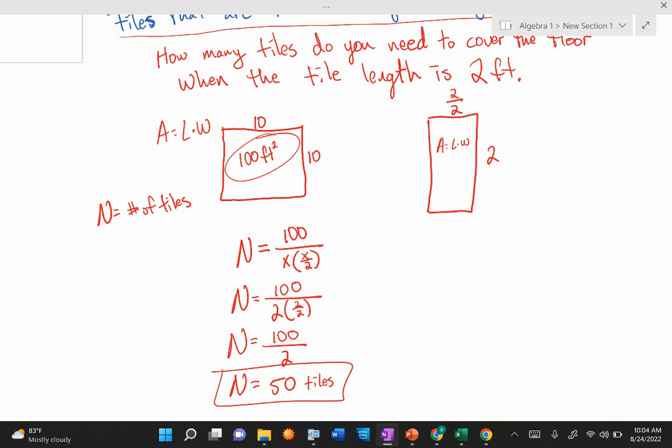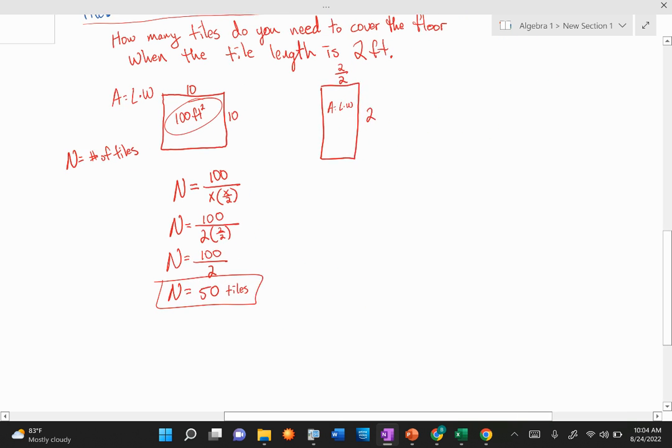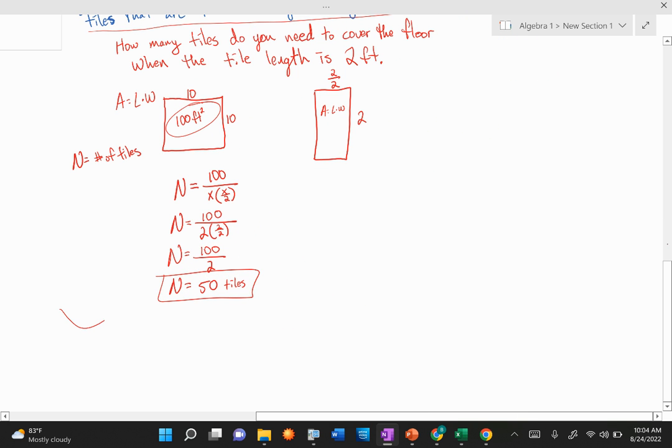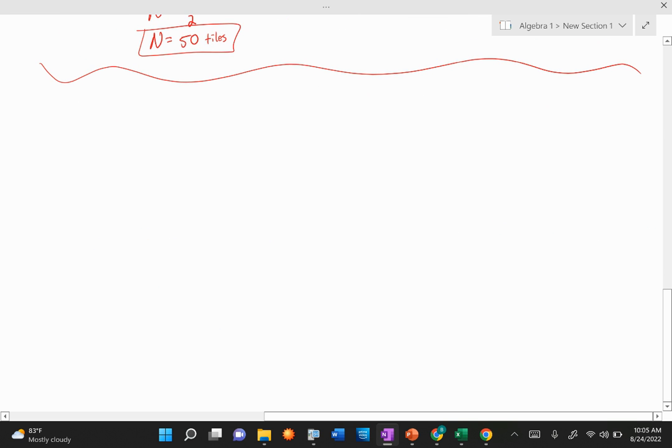Okay. Same question, but now the tile length is, don't write it like this. That's sloppy as heck. That's what I'll say. Okay, I know. I'll put a quarter in the jar.